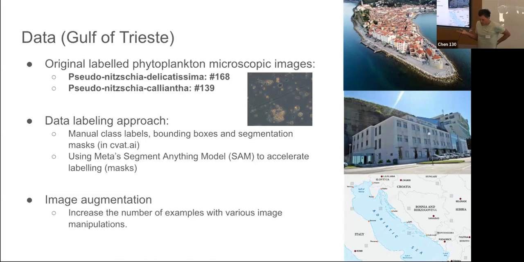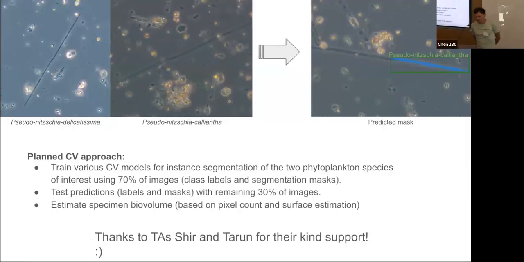I also plan to do some image augmentation to increase the number of images, and I hope that together with the instructors and teaching assistants, we'll find a way to even increase this data set. So that's how these images look like. These are the two species. And at the end of the workshops, I want to predict this mask and also the label of the specimen that we're looking at.